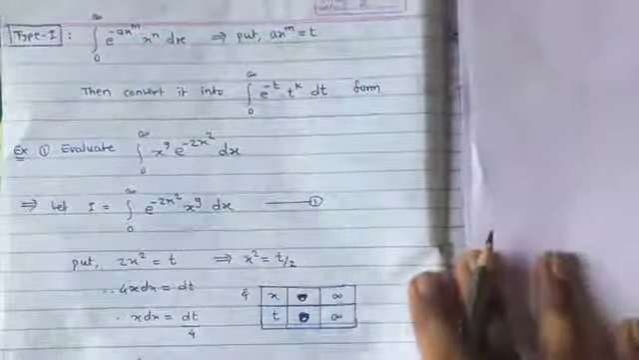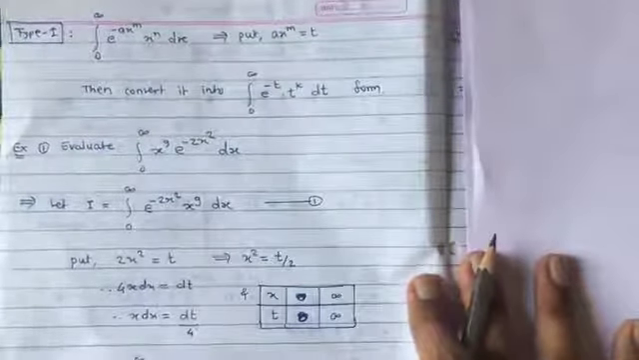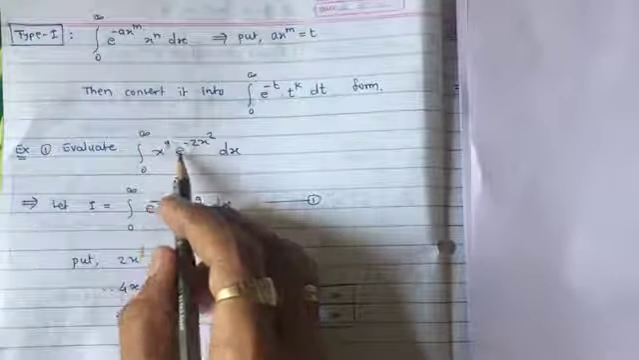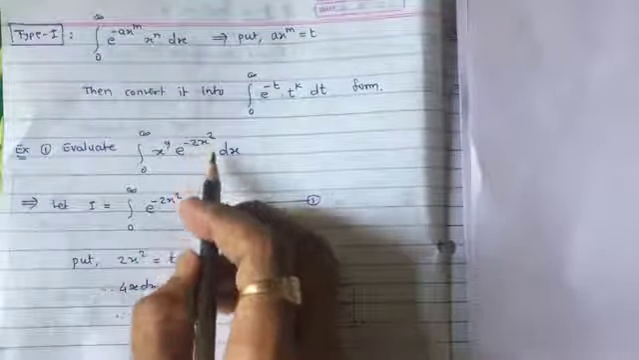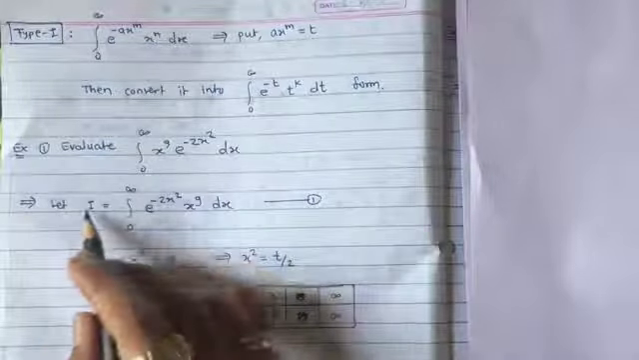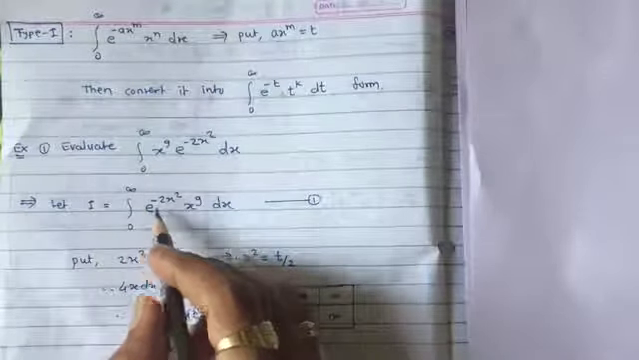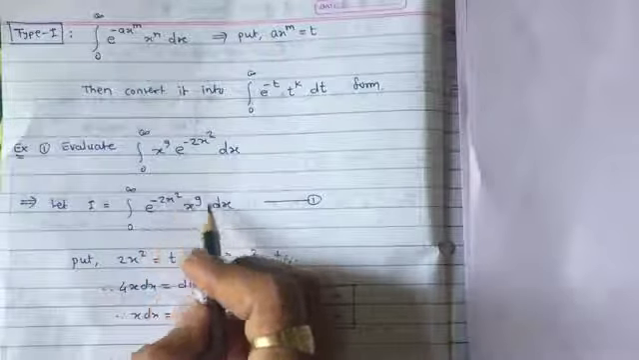Okay, now let's see the example. Example number 1: evaluate the integral from 0 to infinity of x raised to 9 e raised to minus 2x square into dx. Okay, now this is the given integration. Let the given integration be I, so I is equal to the integral from 0 to infinity of e raised to minus 2x square x raised to 9 into dx.